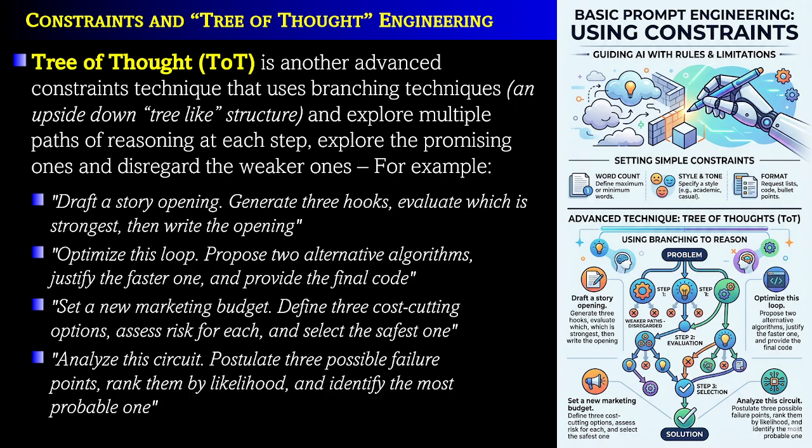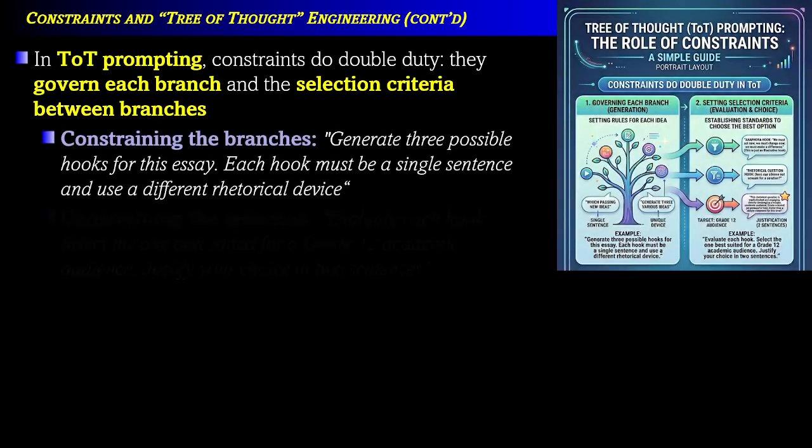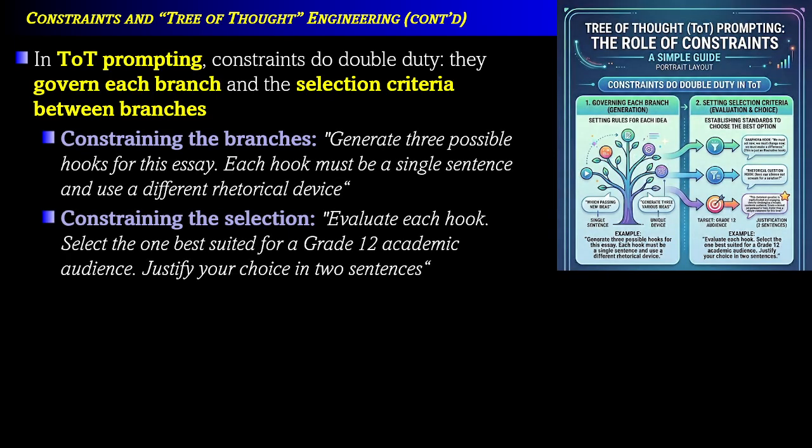Set a new marketing budget. Define 3 cost-cutting options. Assess risk for each and select the safest one. Analyze this circuit. Postulate 3 possible failure points. Rank them by likelihood and identify the most probable one. In tree of thought prompting, constraints do double duty. They govern each branch, and the selection criteria is governed between branches.